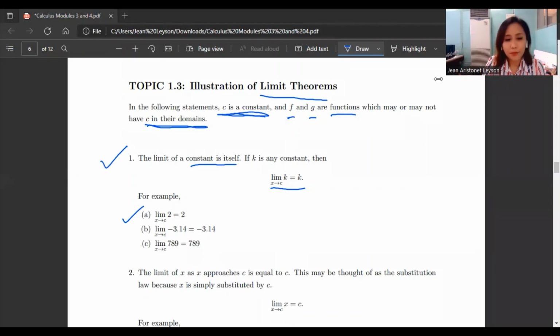Second example, the limit of negative 3.14 as x approaches c. Again, it's the constant itself, which is negative 3.14. Letter C, or third example, the limit of 789 as x approaches c is, again, the constant itself, which is 789. I think that's the easiest theorem among all the limit theorems.